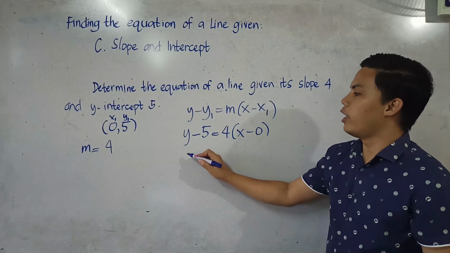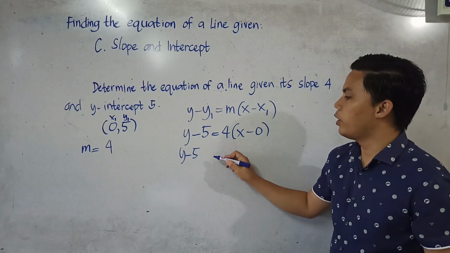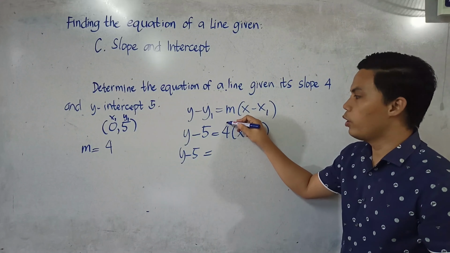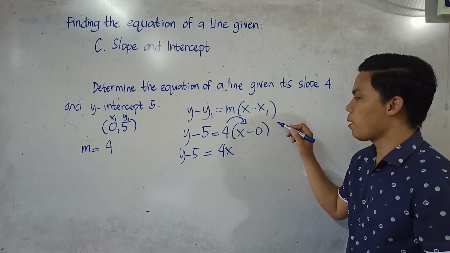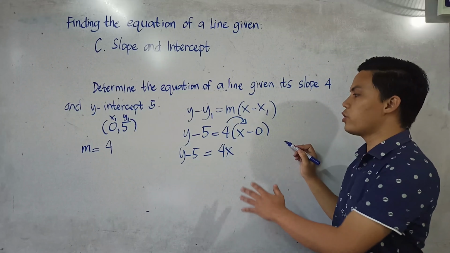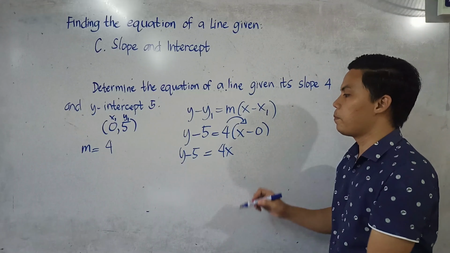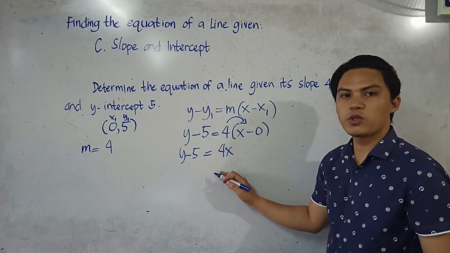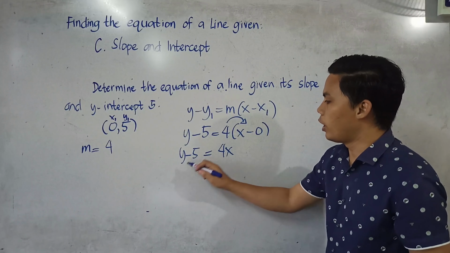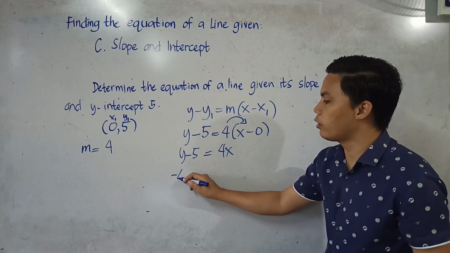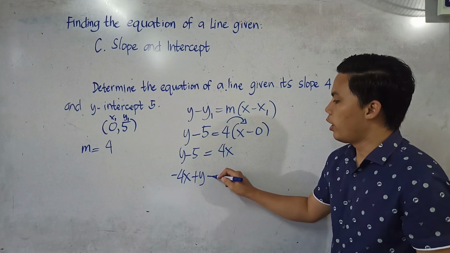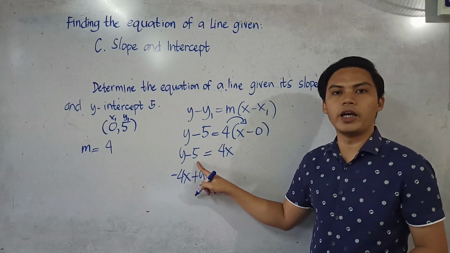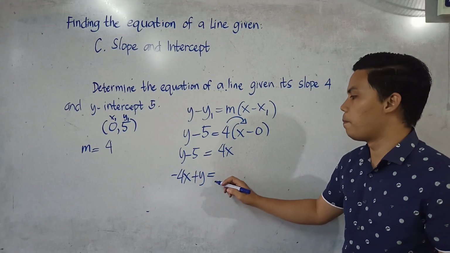Okay. Then we have y minus 5. We're going to distribute now 4. So 4 times x is 4x and 4 times 0 is equal to 0. So there's no need na isusulat pa siya. Then transform this one into its standard form. So lilipat natin si 4x, magiging negative 4x. Bring down y, that is plus y. And ililipat natin si negative 5, that becomes positive 5.